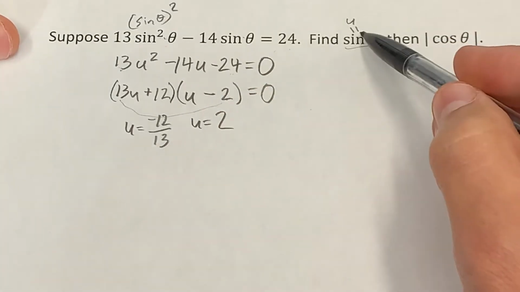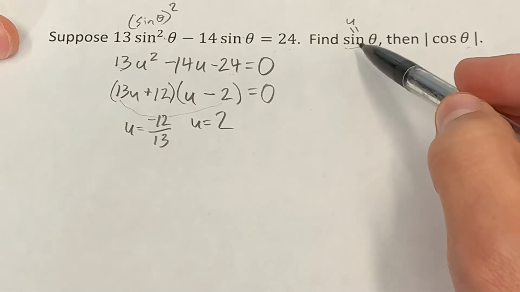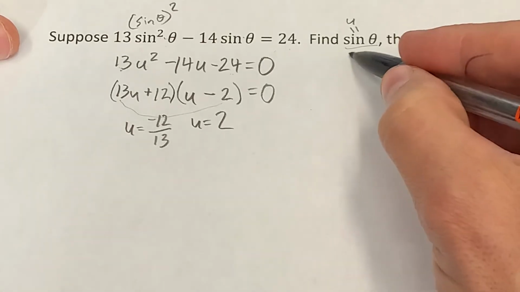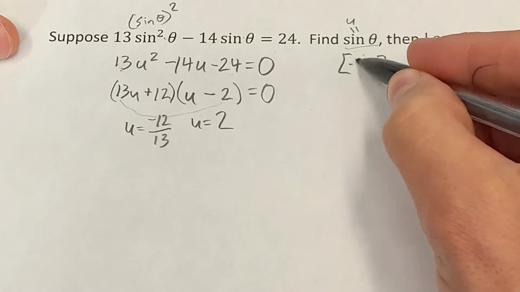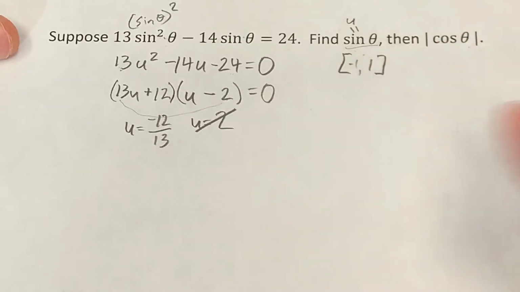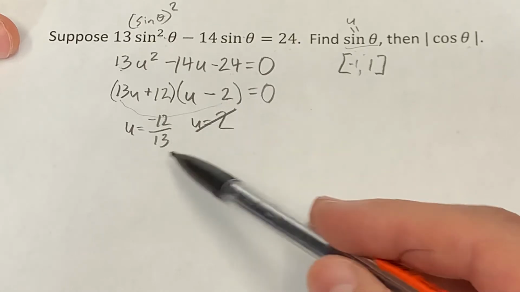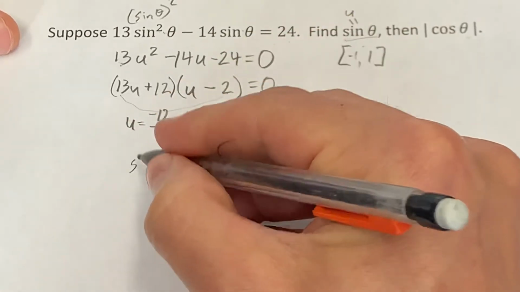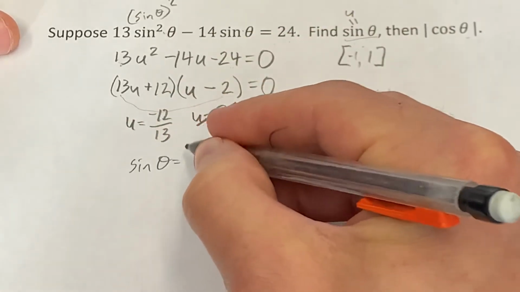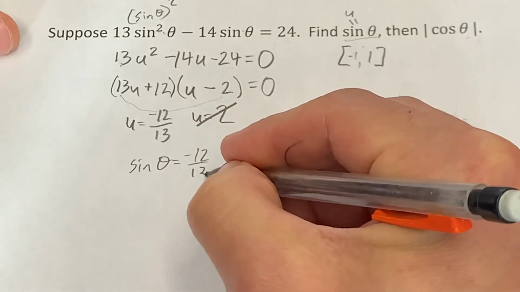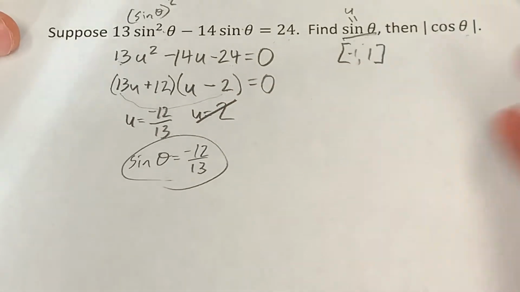thirteenths. Now, u is sine theta. Sine theta is only going to output something between -1 and 1. So this is not possible. Sine theta can't output 2. This can't be 0. That means your only solution is sine theta equals -12 thirteenths. So that solves the first half of the problem.